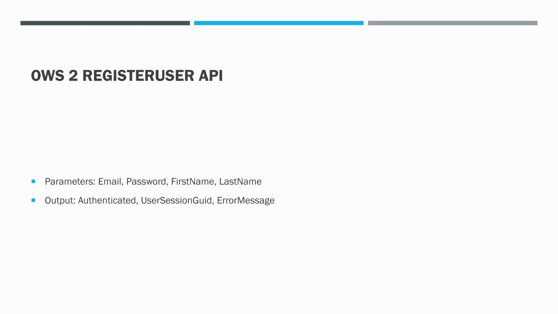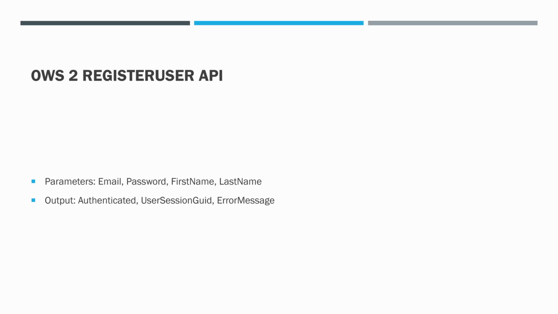The RegisterUser API in OWS 2 takes the parameters email, password, first name, and last name, which are all strings. And then the output that comes back is authenticated, which is a true or false, user session GUID, which is a GUID, and then an error message. The error message is a string value, but it will be empty string whenever authenticated is true. If authenticated is false, the error message will tell us why it failed to register.